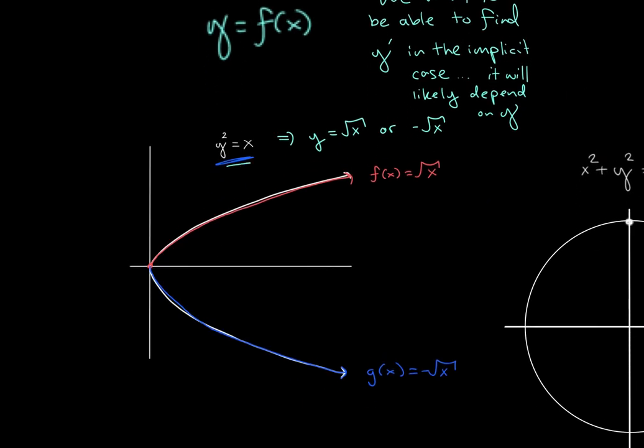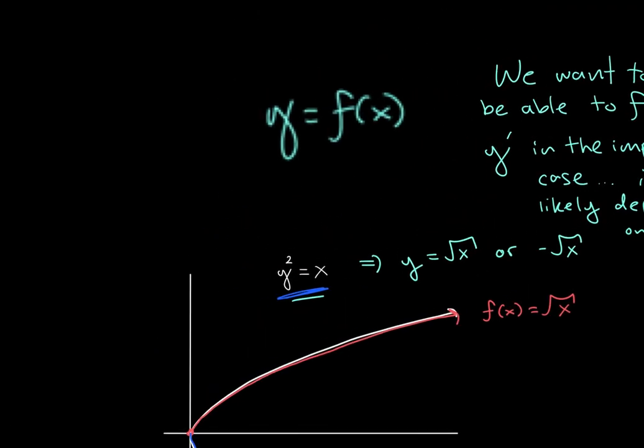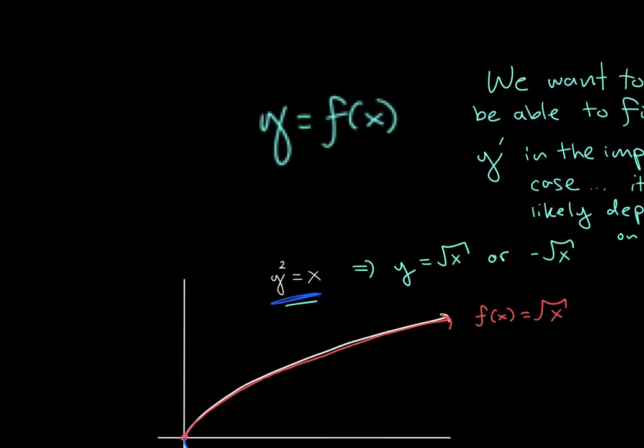We will be able to find y prime, but we won't necessarily know if it's talking about this curve, f of x equals root x, or this curve, g of x equals negative root x. But what we will find is that y prime often involves the curve y. So baked into the equation for y prime, we'll have the dependent variable y. In other words, y prime itself will depend on two variables, the dependent variable y and the independent variable x. Whereas the prior y prime, or f prime of x, only depended on the independent variable x.